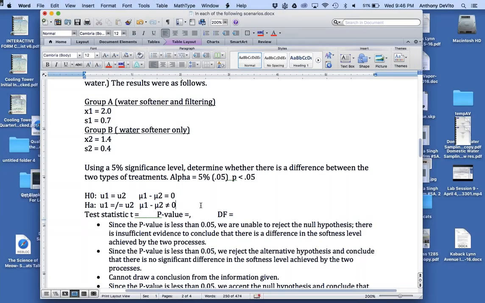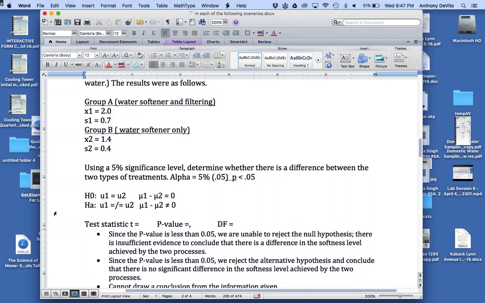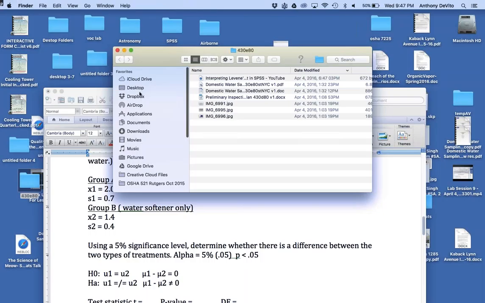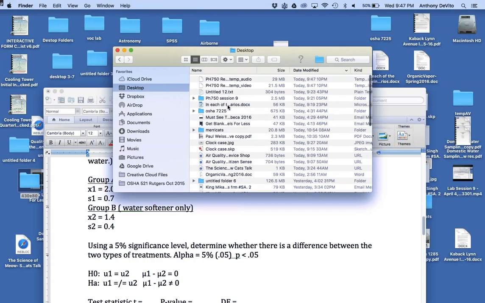Let's see what we have to do our calculation. Well, if you guys remember, we made up a sheet. By the way, I uploaded that to Blackboard tonight, so you should be able to get to it. Let me just get to the right folder here.